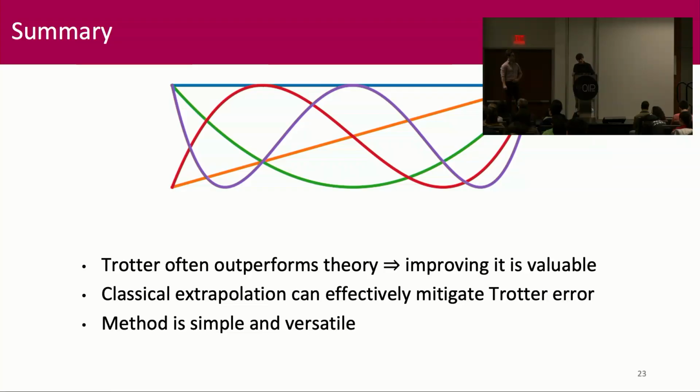So with my remaining time, I'll just summarize that Trotter often outperforms theoretical expectations, and though the theory is gradually improving, as we've seen, improving Trotter itself is a valuable enterprise. We've shown how to use classical extrapolation techniques to effectively mitigate Trotter error. And our method is simple and versatile. It's just Trotter evolution. It works for any p-th order formula, randomized formulas. It's compatible with multiple different measurement schemes. And so hopefully this can be a useful primitive for applications.